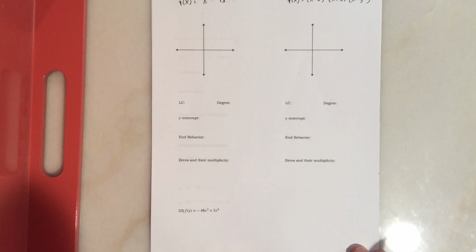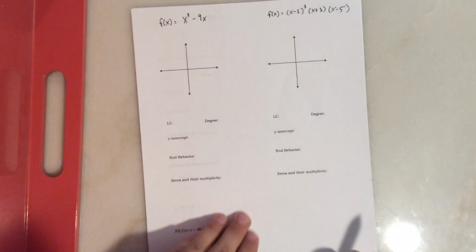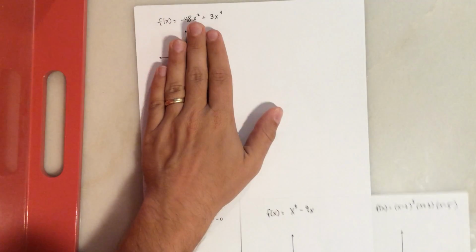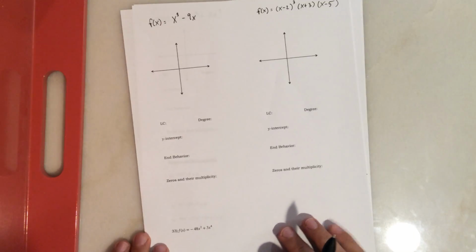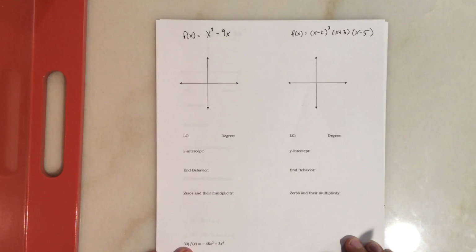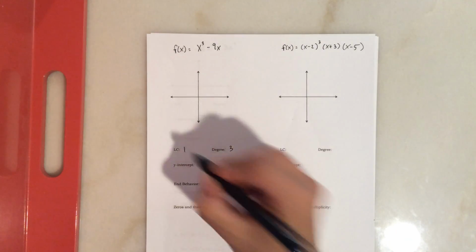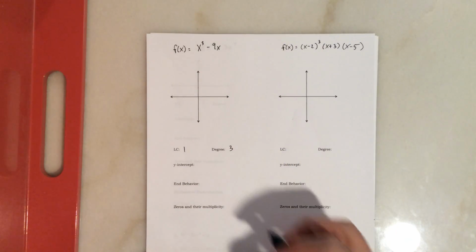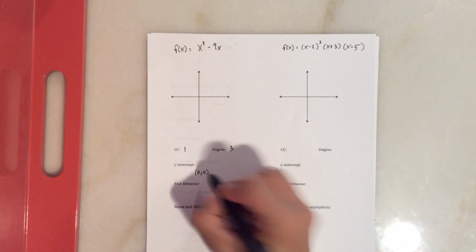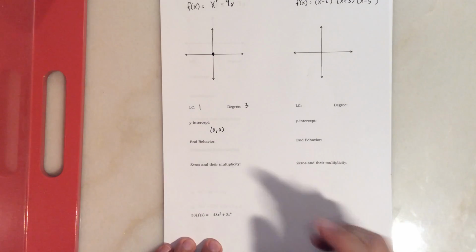We'll do 31 and 32, and then I'm going to leave 33 up to you to check your work against the key. So much faster now here. With x cubed minus 9x, the degree is 3, the leading coefficient is 1. The y-intercept is the point 0, 0. Plug in a 0 for every x. The x-intercepts are here.